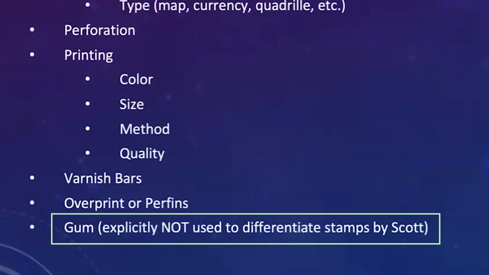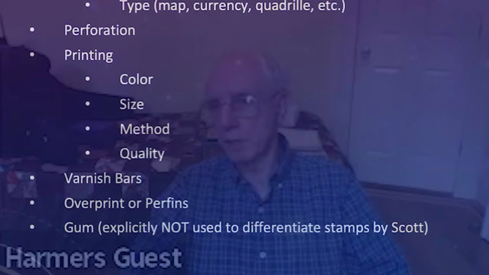This is interesting, that Scott does specifically say we will not distinguish one stamp from another on the basis of what kind of gum it has. They have some remarks about this in various places, but their claim is that they will not distinguish one stamp from another on the basis of what kind of gum it has. They do mention gum as an identifying feature, usually in notes alongside the stamp, but not in the actual listing. That's often the case, for example, with reprints, saying that this gum is white and heavy.